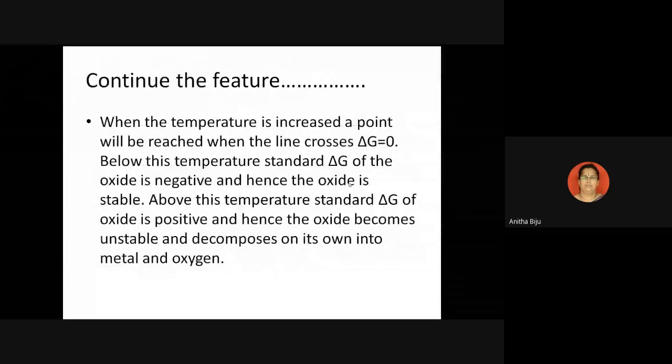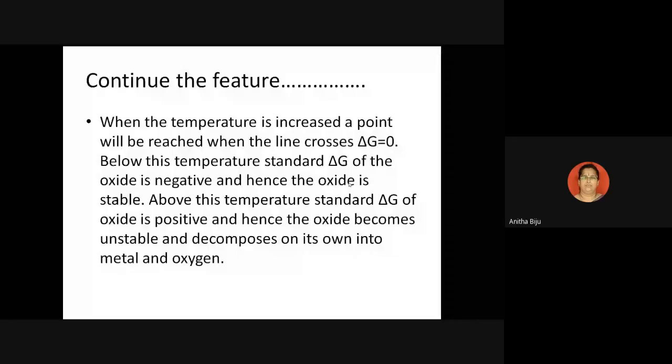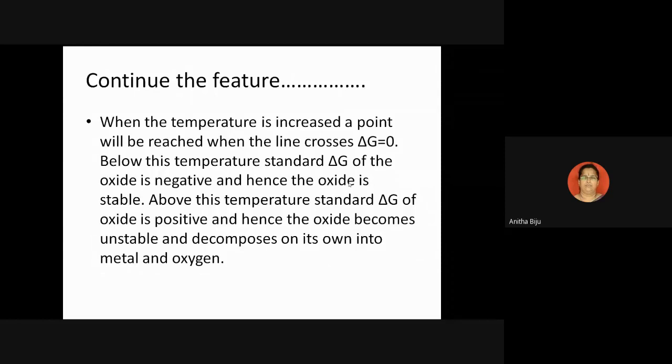Now we can come to the last feature, the third feature. This is very important because a conceptual question may come on the basis of this last point. When the temperature is increased, a point will be reached when the line crosses delta G equal to 0. So you can look at the graph, look at that Ellingham diagram. In some cases, there is crossing of lines.